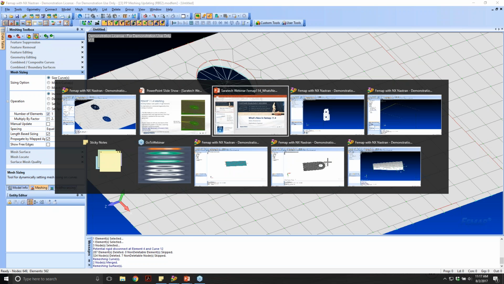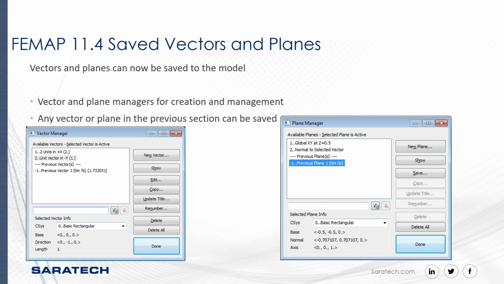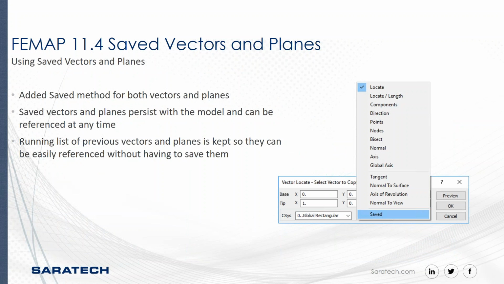Alrighty, let's jump back to the presentation. So a couple more things. You have the ability to save vectors and planes. This makes selecting your vectors and planes much faster. It's saved to the model. There's a vector and plane manager for the creation and management of your vectors and planes. And as I said, it's now saved to the model, so you can always go and access it. So now there's a new added saved method for both vectors and planes.